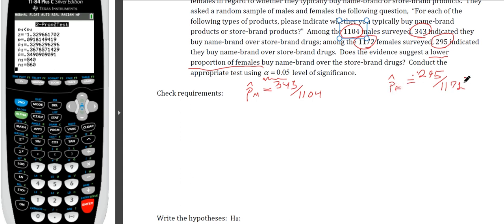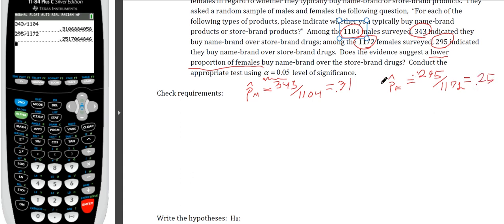All right. We want to find what both of these are, and we can round them to 2 decimal places because it shouldn't really matter. If you recall, in the last case, we had a little bit over 500, and those were big enough. We still want to confirm here. So 343 divided by 1104, and 295 divided by 1172. What we get here is about 31 and 25%. So 0.31 for males and 0.25 for females.